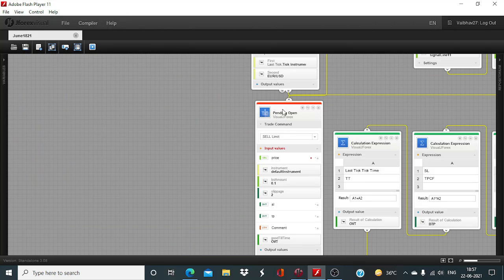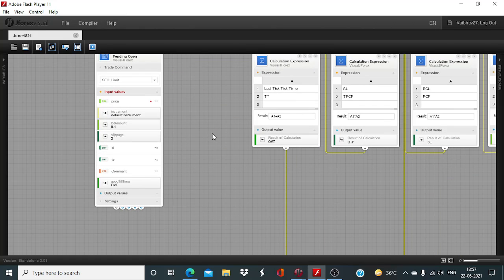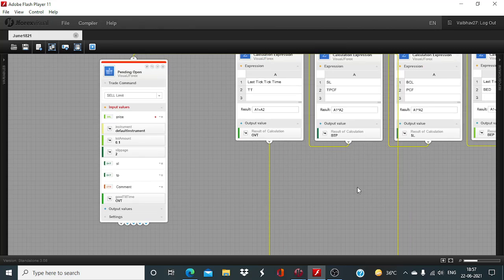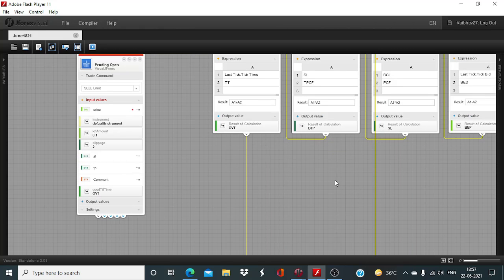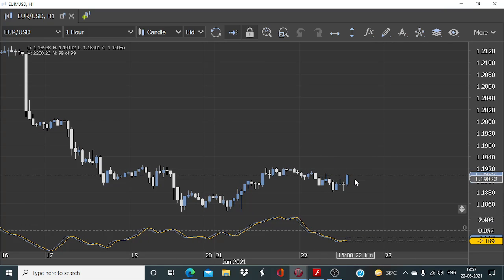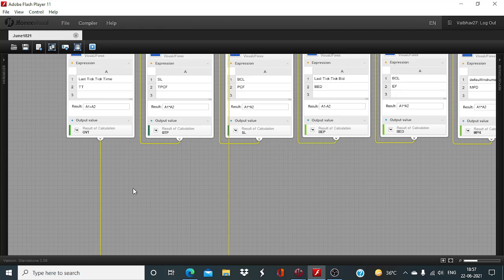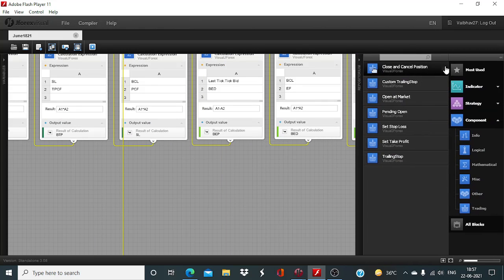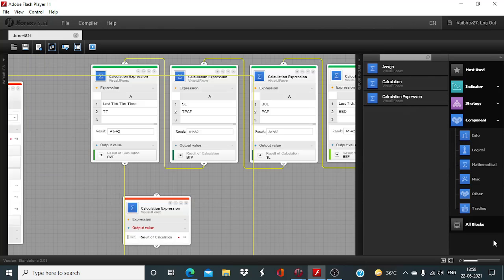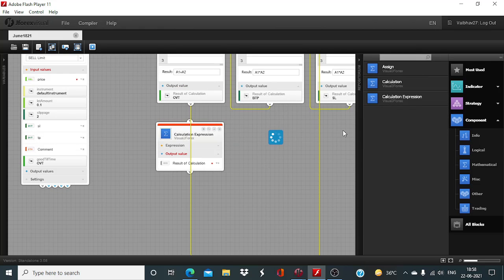Now coming to these parameters, the exact entry price needs to be defined, and this is going to be a sell limit order, which means the price is going to be above the current market price, and whatever is the last hour's candle close candle open difference, we will take the half of it and add it to the last tick price, and that is going to be our entry price. So I need to bring in the calculation expression block, define that. We are going to need two of these.